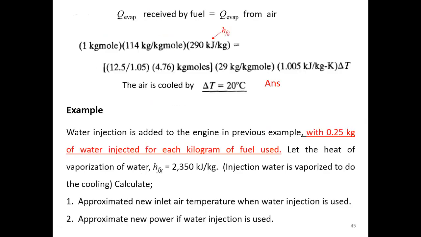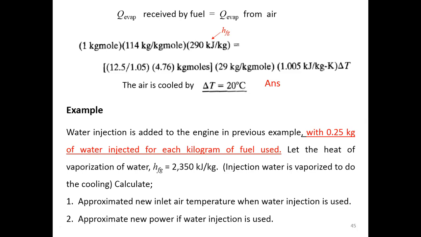Okay. So we know 1 kilomole, we know the molecular mass of the air, we know the heat of vaporization, the molecular mass of the fuel, we know the heat of vaporization of the fuel. And this side, we know the amount of mass of the air, right? Oxygen plus nitrogen, and the molecular mass of the air, the specific heat of the air, and this delta T, right? So that means the air is cooled down by 20 degrees Celsius. So from 65, it goes down to what? 45 degrees Celsius because of the evaporative cooling, right?